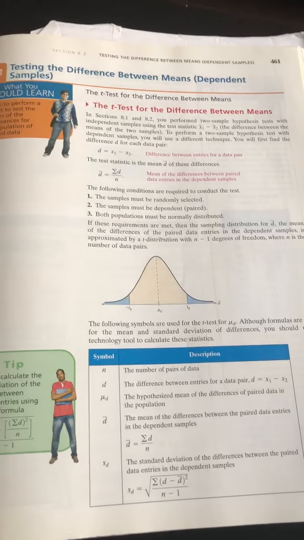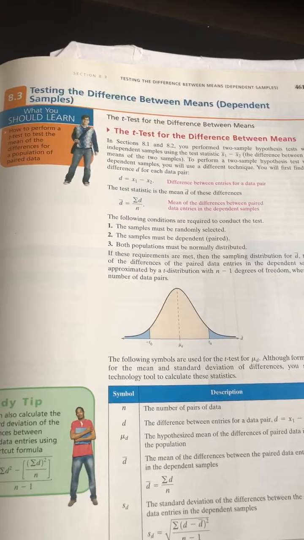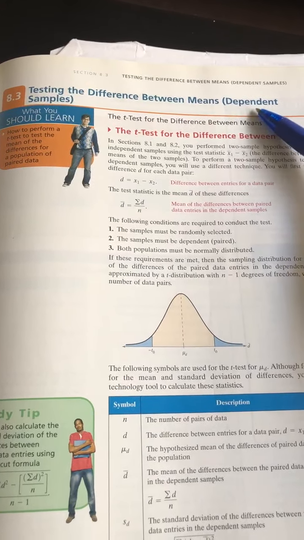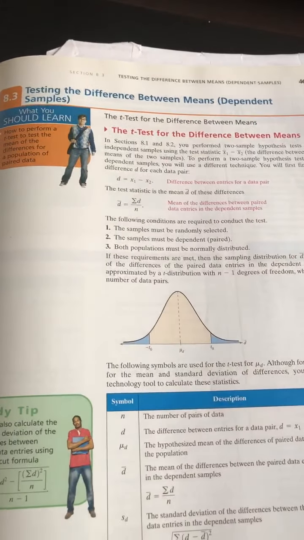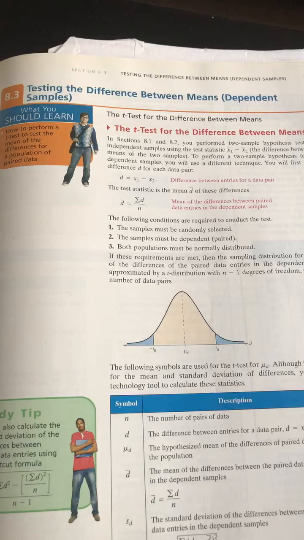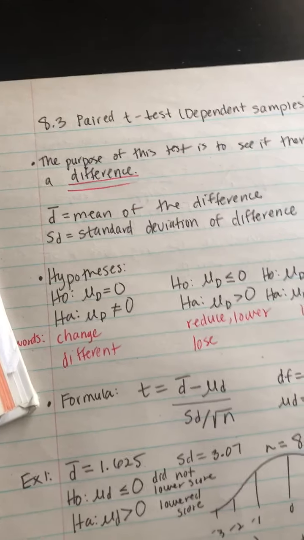Okay, the next lesson we're gonna do is called a paired t-test. The book calls it testing the difference between the means if your samples are dependent. Dependent means they're related. It can either be the same person or a pair, and you're comparing one to the other. You can also call it a paired t-test. Okay, so these are going to be the notes.